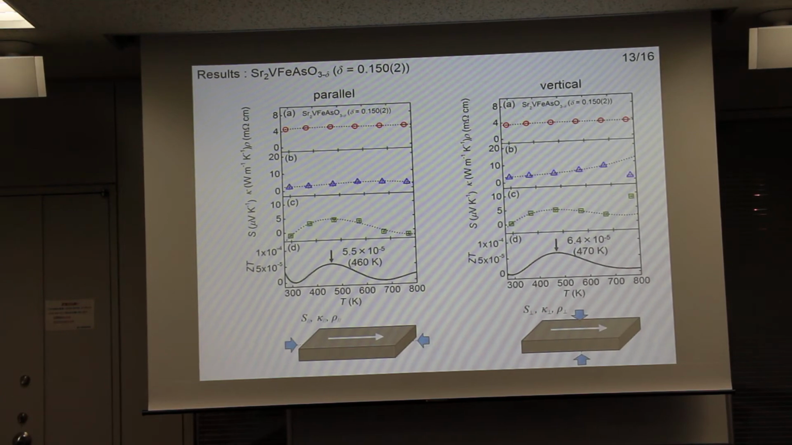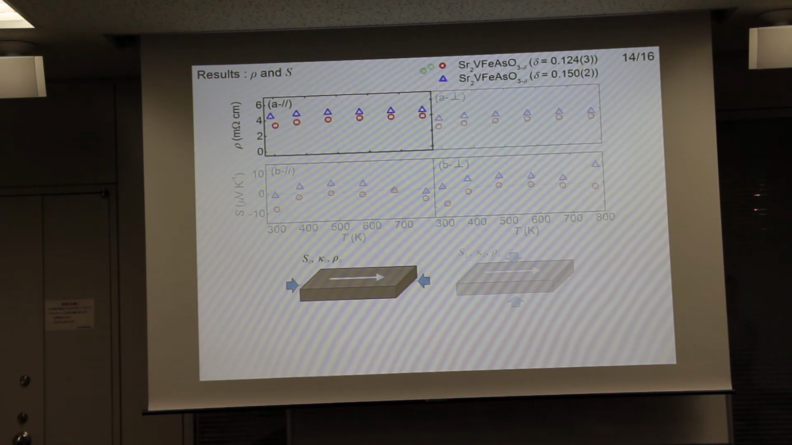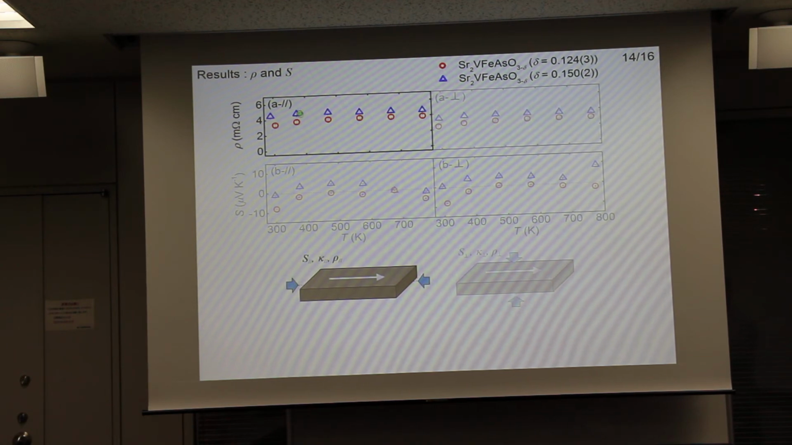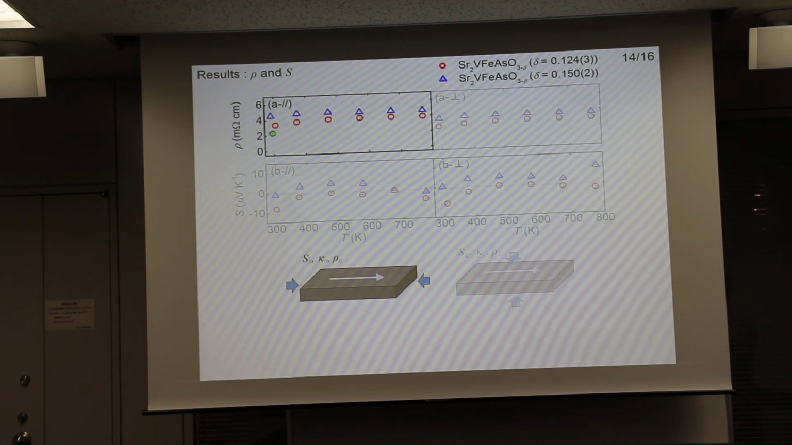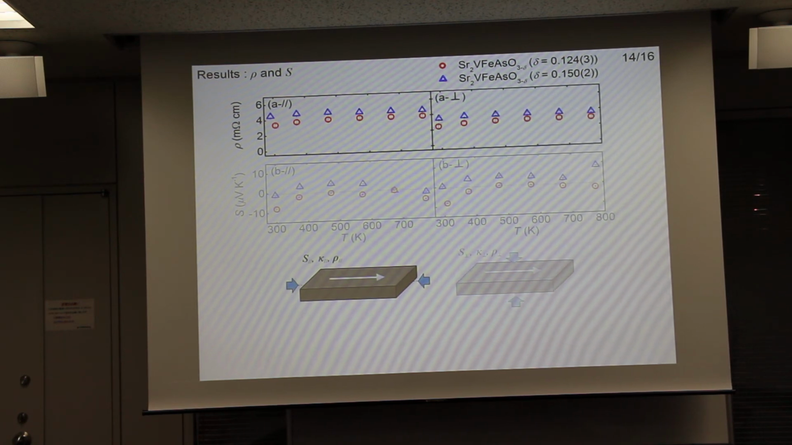Then I will show you the resistivity. This is the resistivity for the parallel setup. The blue one is the 0.150 sample, and the red one is the 0.124 sample. These figures indicate that in order to get a low resistivity, we need a low oxygen deficiency delta. This is the different direction, but we can say the same thing.